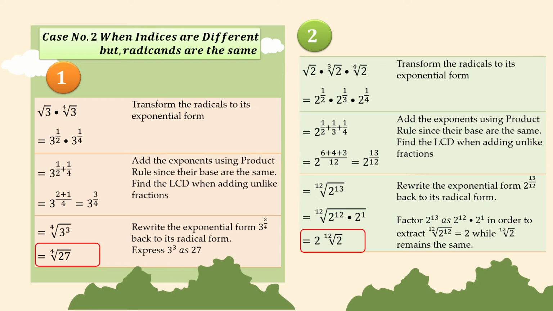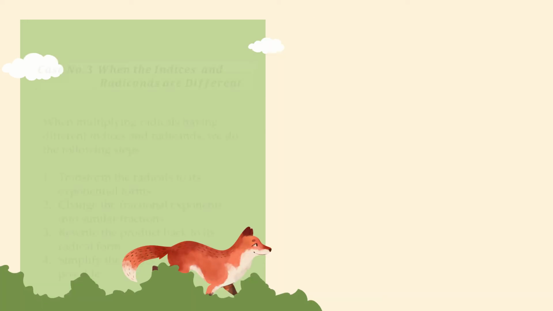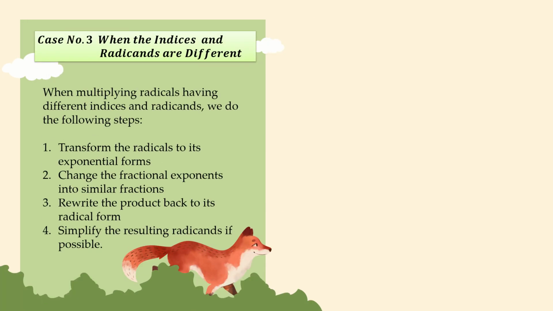Okay, nasabdan na ba so far? Shall we move on? Okay. I guess we are already in the third case. Okay, case number 3, when the indices and the radicands are different. Oh, lahi-lahi na yun. So what shall we do? When multiplying radicals having different indices and different radicands, we do the following steps.